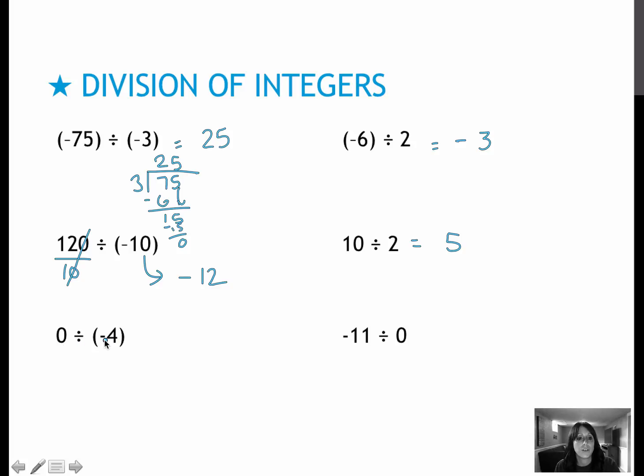For my fourth, 10 divided by 2, that one's an easy one, both positive, my result's positive 5. For my fifth, 0 divided by negative 4, that means I have 0 items divided into basically negative 4 positions, and that is 0. Whereas my last example, negative 11 divided by 0, this is the one that is undefined because I cannot divide by 0.